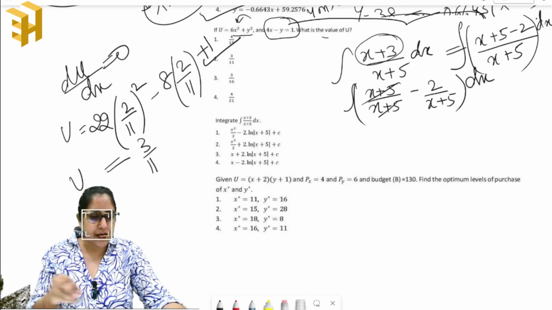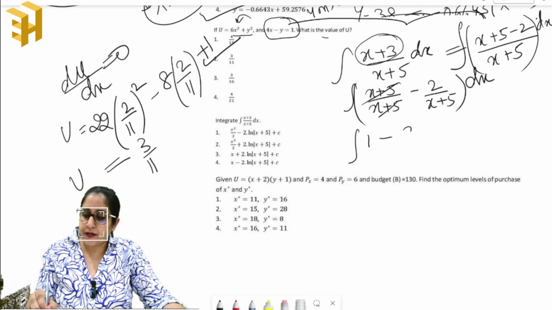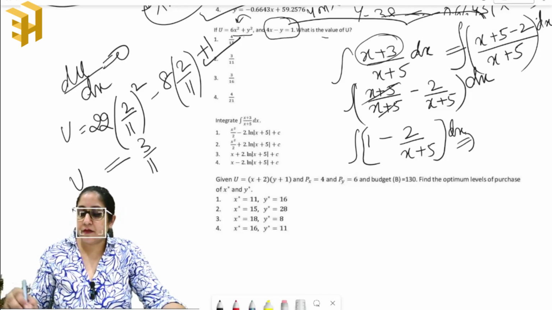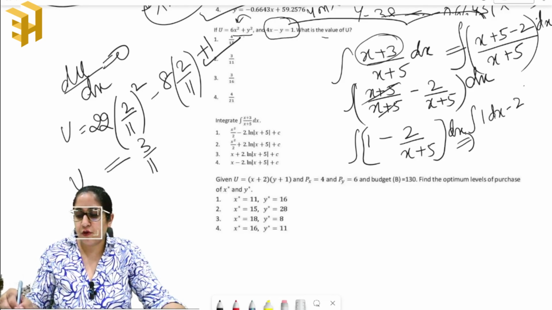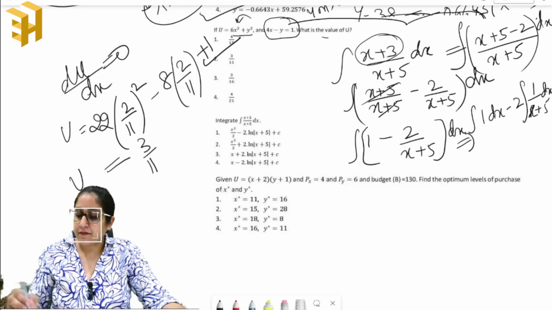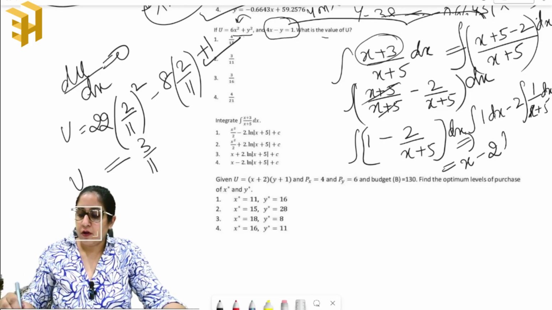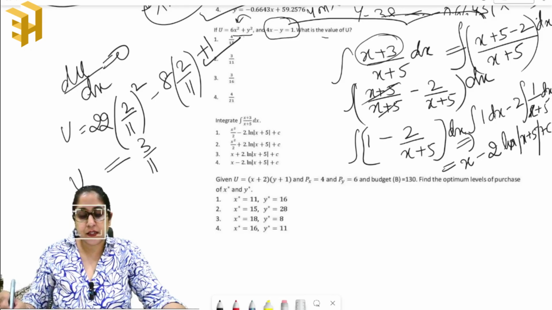Cancel it out. Right? So we can do 1 minus 2 by (x plus 5) dx. Isn't it? We can separate this. We can say integration of 1 dx minus 2 integration of 1 by (x plus 5) dx. Isn't it? Then now integrating it, it becomes easy. We get x minus 2 log of (x plus 5) plus c.